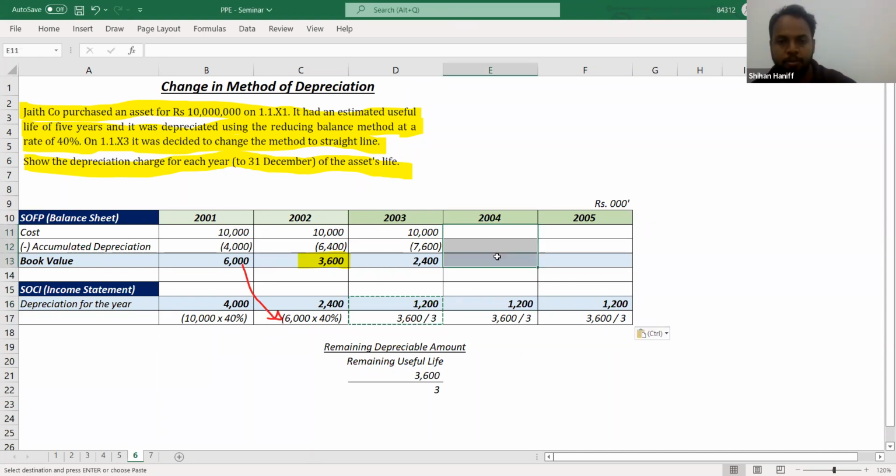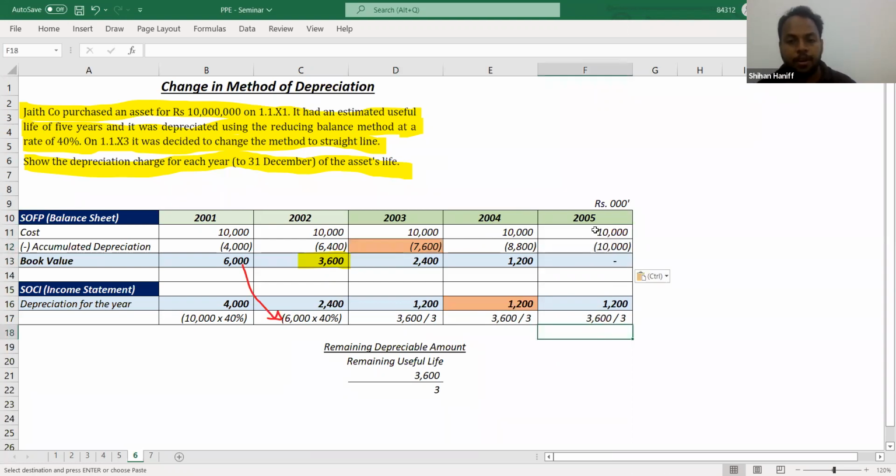Okay, so 2004, cost is the same. Accumulated depreciation is 7,600 plus 1,200, so these two give 8,800. In 2005, it is fully depreciated, 10,000, 10,000. There is no book value because there is no residual value.